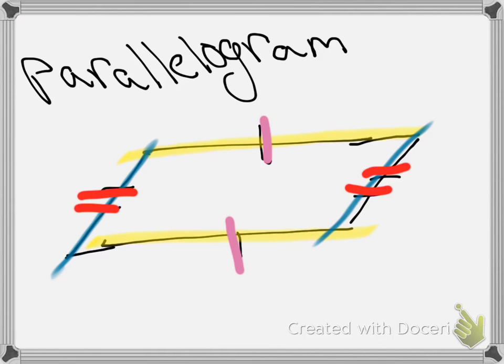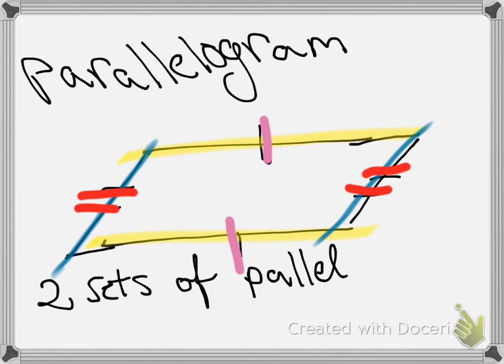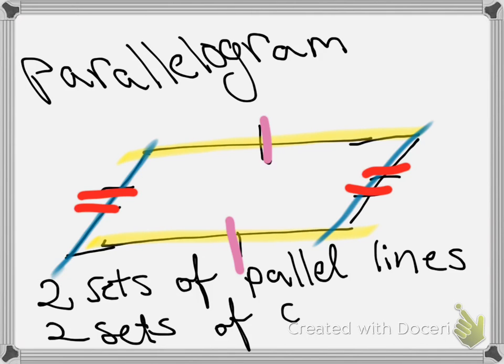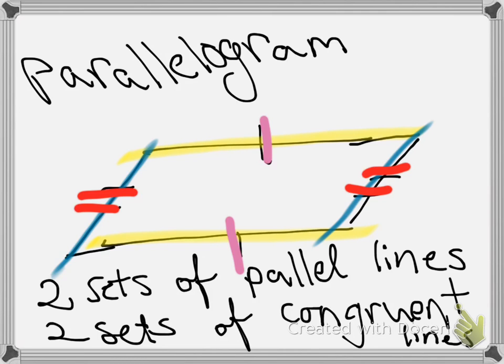So with a parallelogram, you have two sets of parallel lines and two sets of congruent lines. Remember that big fancy word congruent means the same. All right, so that's a parallelogram.